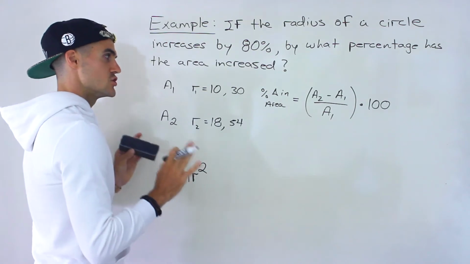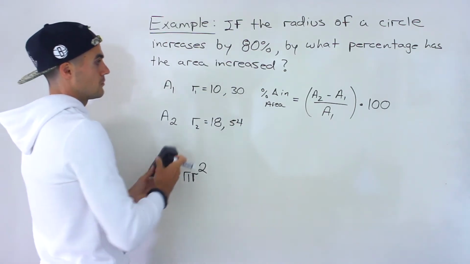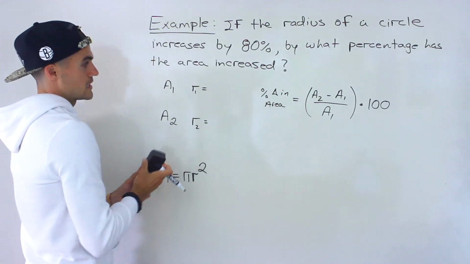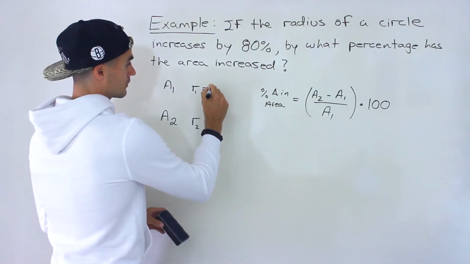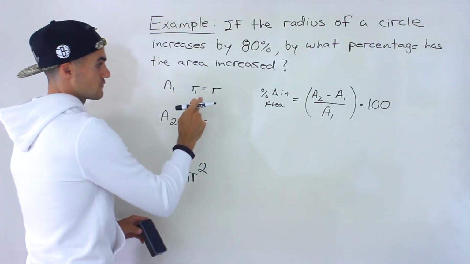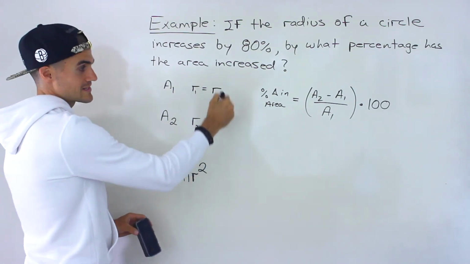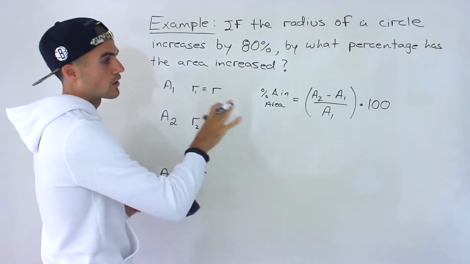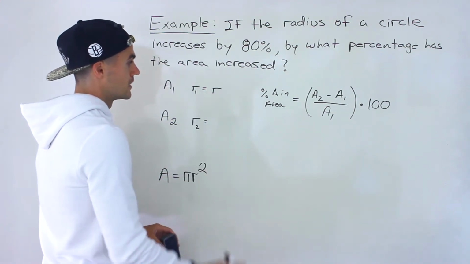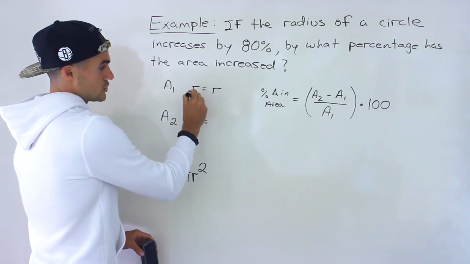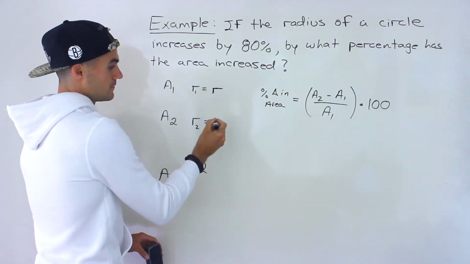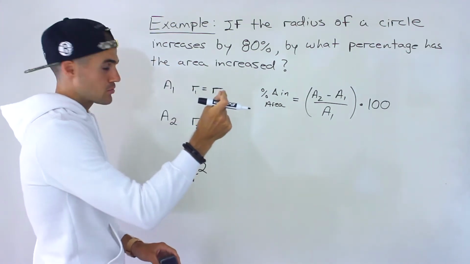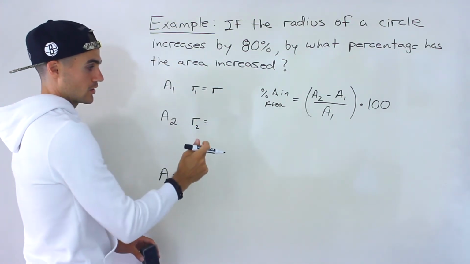But to show this generally, I'm not going to use an actual number. I'm going to let the initial radius be r. We're going to keep it general as a variable, and I'm going to show you why it doesn't matter which numbers you use, because this variable r is going to end up canceling out anyway. So the initial radius, I'm going to let it be r. If we take this r and grow it by 80%, what's the new r going to be?